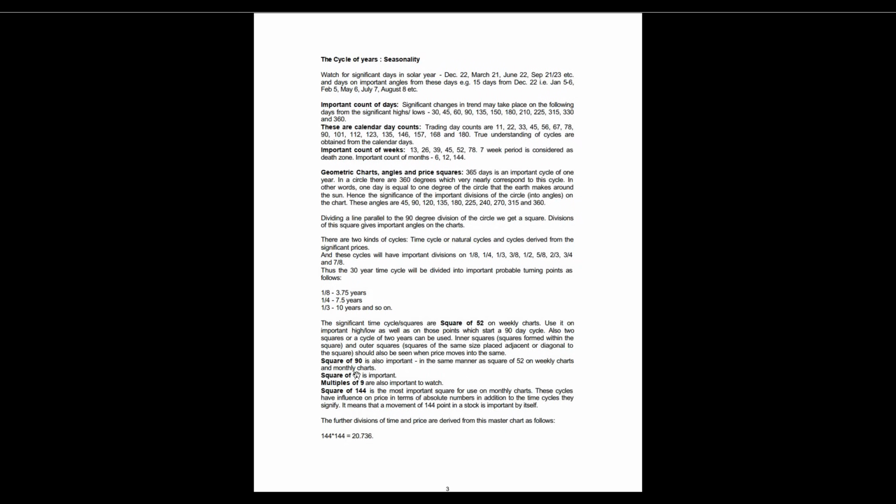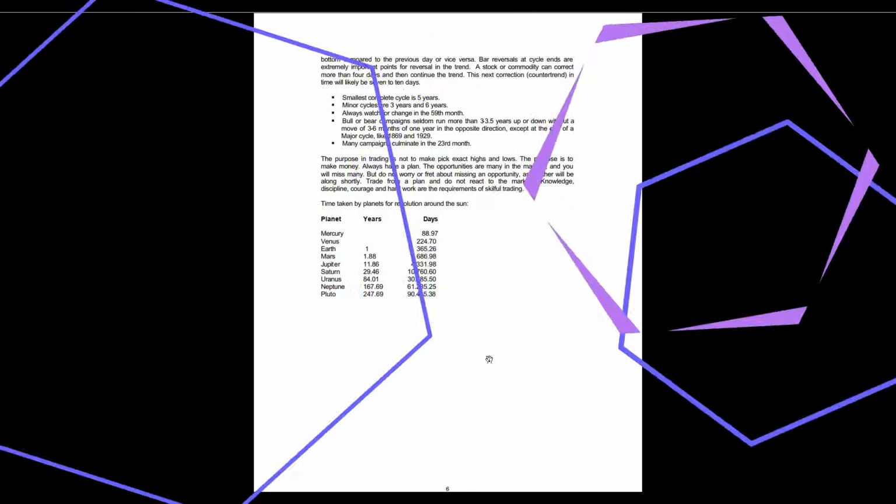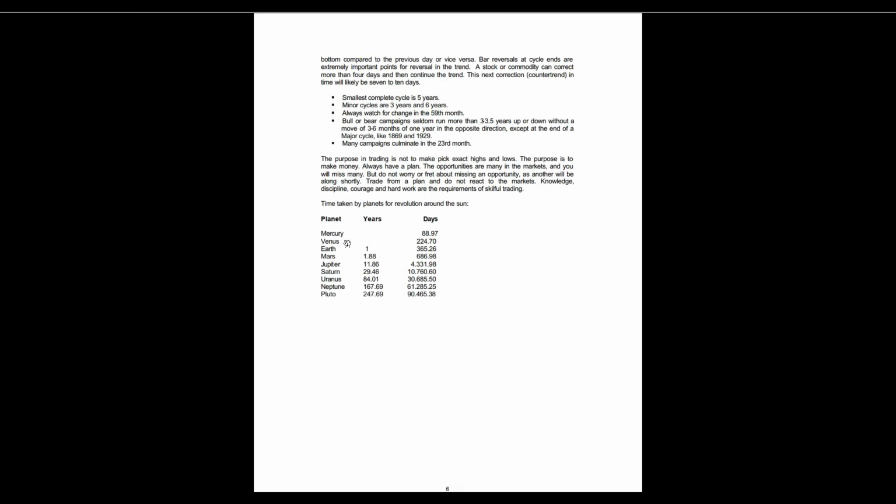And you can see square of 90, 12, 9, 144. He has used a lot of numbers. Square of 52. If you read about the pyramid, you will know why this number is very important. You will have to know the number of days of Mercury around the Sun, 88 days, Venus 224 days, and of course Earth 365.2 days. You should know these numbers in days and years and so on. So it can help you a lot in research.